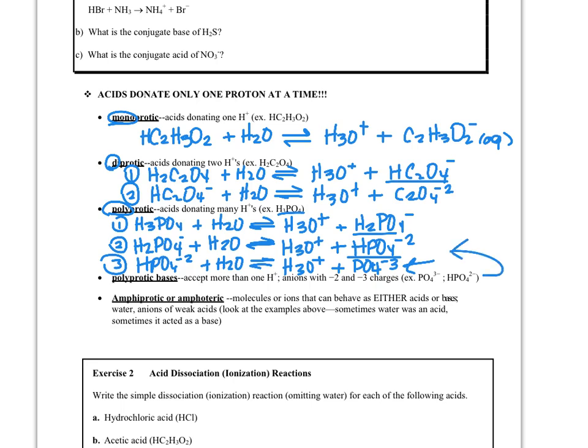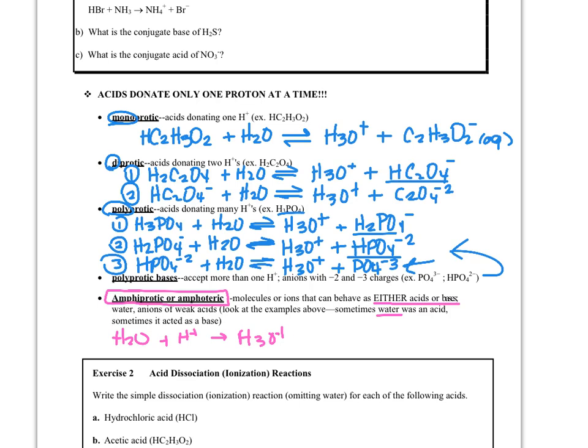We can also have compounds that are what we call amphiprotic or amphoteric. I see amphoteric a lot more than amphiprotic, but it just kind of depends on what your professor says and who you have and all those things. But these are going to be molecules or ions that can behave as either acids or bases. So that means that they can accept or donate hydrogens. So for example, in the example above, water, very perfect example, right? Because water can accept a hydrogen ion and make H3O plus, right?